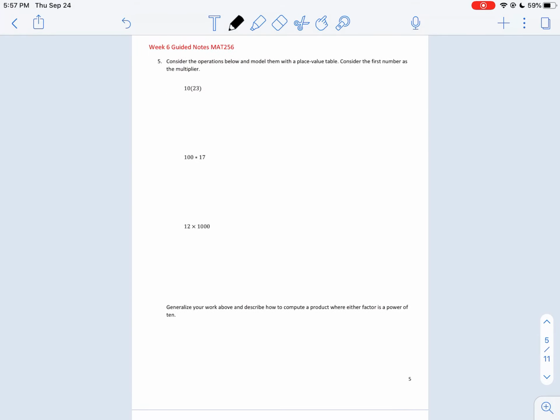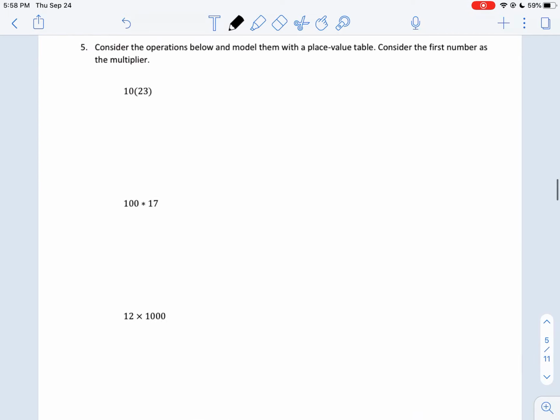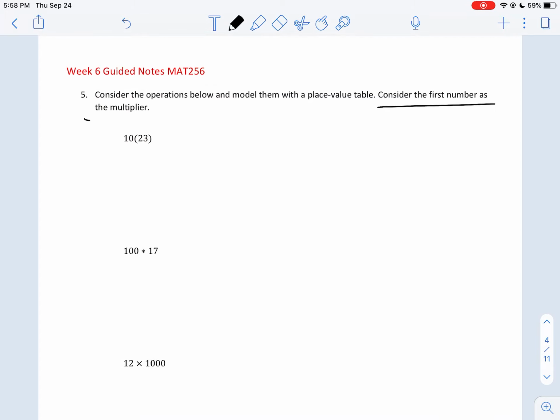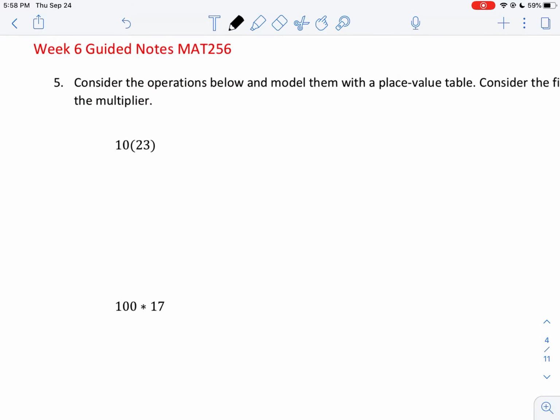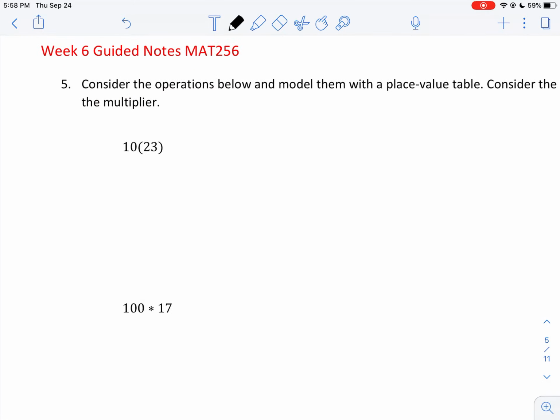Number 5, consider the operations below and model them with a place value table. Consider the first number as the multiplier. Okay, well, that's going to be generally our default assumption, is that the first number in a product is the multiplier. So we have 10 parentheses 23. So the implication is we're doing 10 copies of 23.